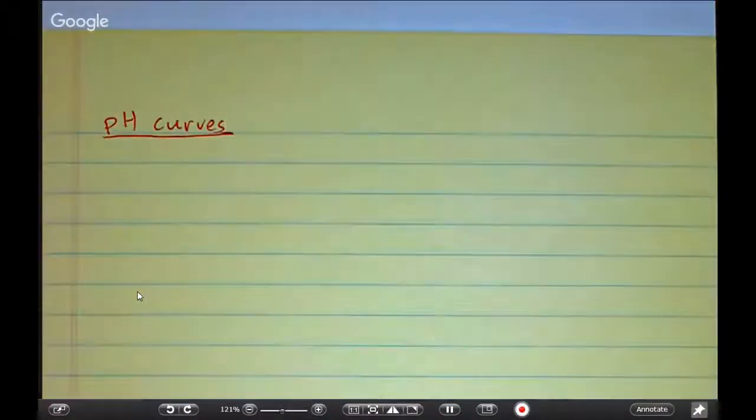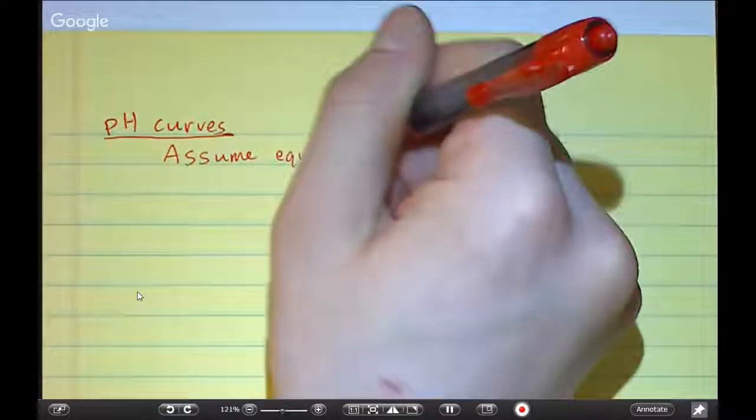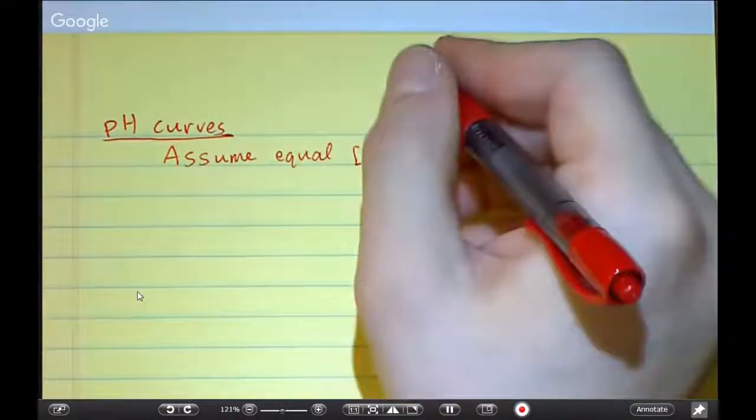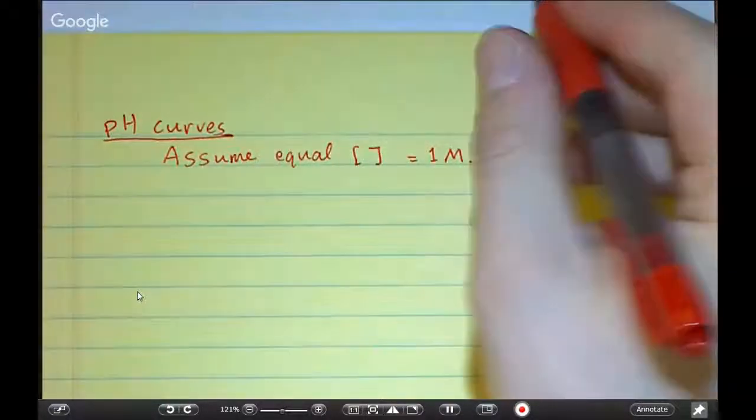On your slides, they have 4 examples of sample graphs. We're going to look at those now. So to do this, we're going to assume equal concentration is 1 molar.